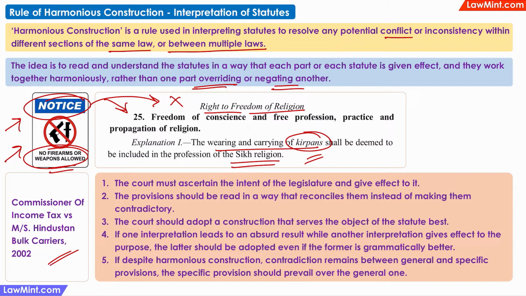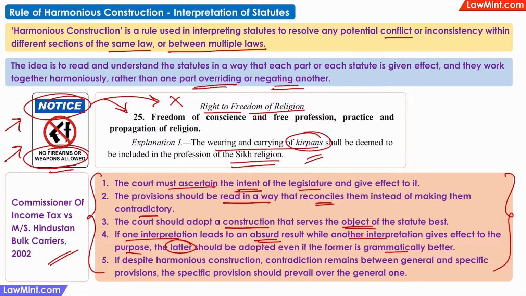In the Commissioner of Income Tax versus Hindustan Bulk Carriers case, the court also laid down the guidelines for using the rule of harmonious construction. First, the court must ascertain the intent of the legislature and give effect to it. The provisions should be read and interpreted in such a way that it reconciles them instead of making them contradictory. Similar to the first guideline, the court should adopt a construction that best serves the object of the statute. If one interpretation leads to an absurd result, while another interpretation gives better effect to the purpose of the statute, then the latter should be adopted, even if the former is grammatically better.